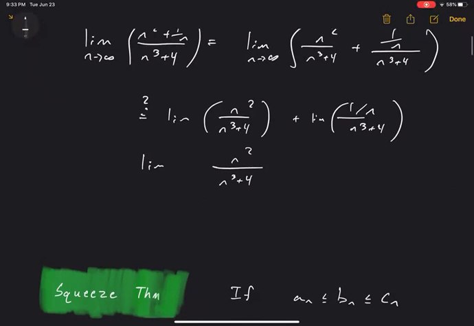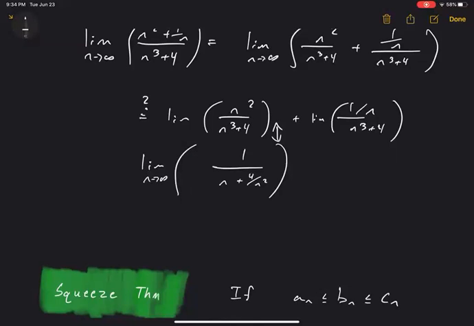Let's factor the n squared out of the top. If I did that, I'd have n squared times 1. And then let's factor it out of the bottom as well. When I factor out of the bottom, I'd be left with n plus 4 over n squared. These two n squared are the same, and n squared over n squared is just 1. And now I'm left with this.